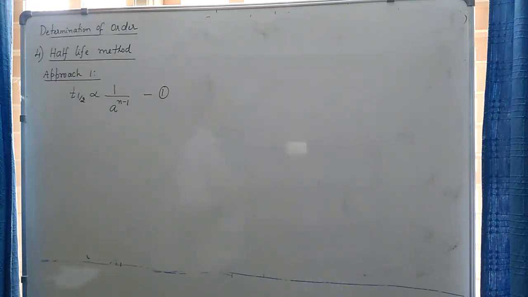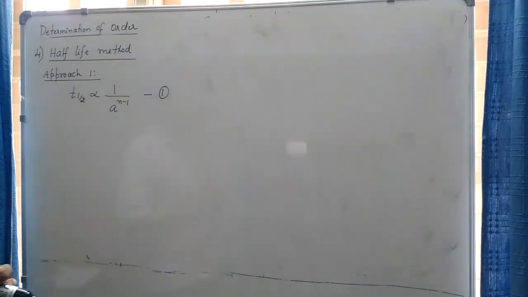So the relation between half-life and concentration of the reactant depends on the order, and this fact we are using here for determining the order. We are trying to find the relation between half-life and concentration, and if we establish that relation, then immediately one can come to know the order of the reaction. In general, the half-life of an nth order reaction is given by t half is directly proportional to 1 divided by a to the power n minus 1.